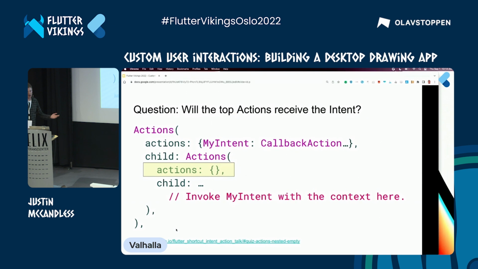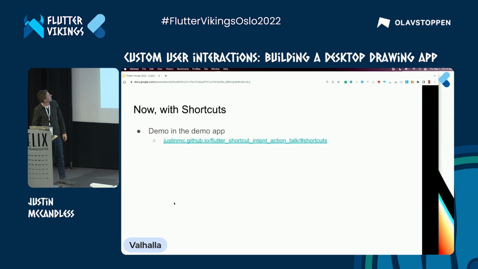So the higher actions in the tree did receive it. When an actions does not map an intent, the traversal just continues straight through. So we iterate up the tree, it sees the first actions, it says my intent is not in this map, so I'm going to continue up the tree, and the higher actions gets it. All right, so now we've got a handle on how actions work, so let's look at shortcuts now and combining the two.